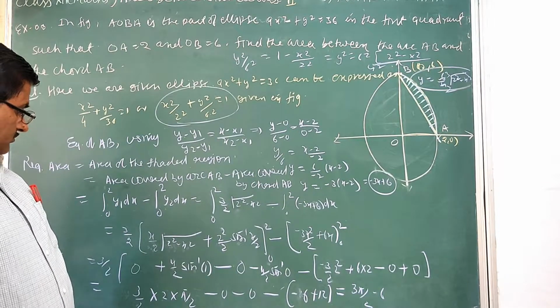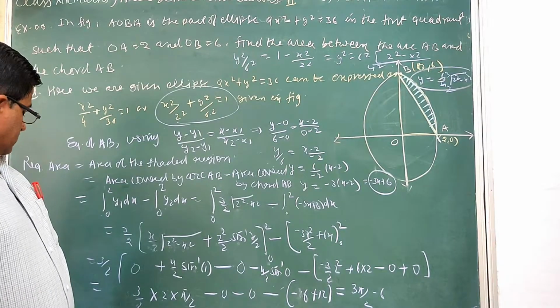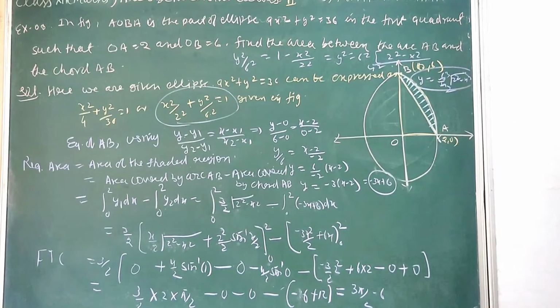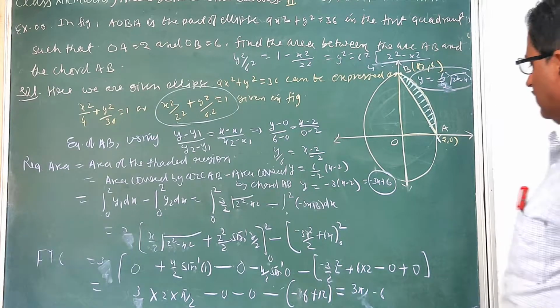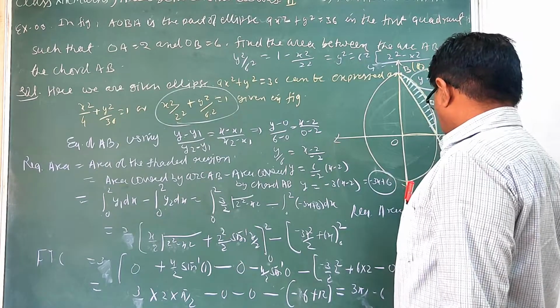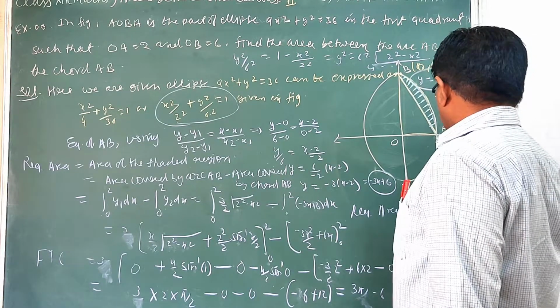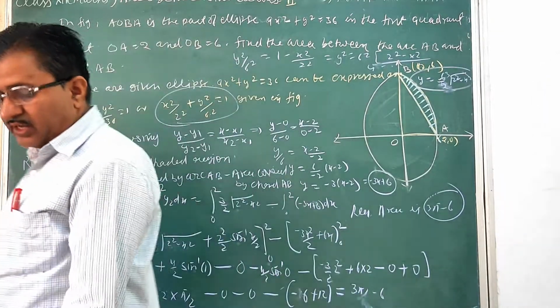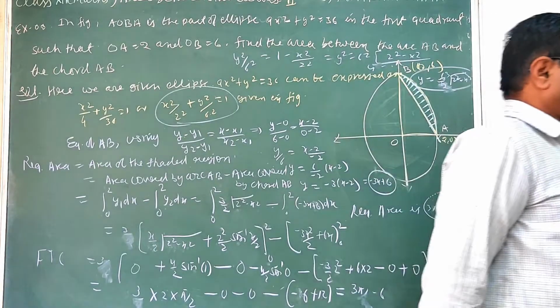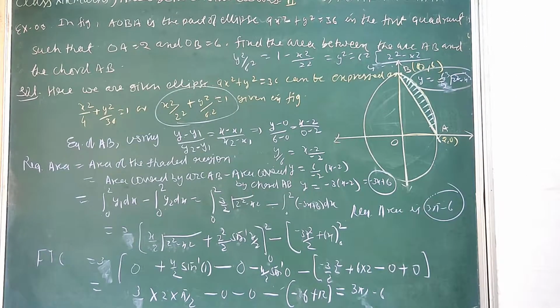So this is the required area. So finally what we get, required area is 3 pi by 2 minus 6 square unit. That is the area covered by the arc AB and corresponding chord AB.